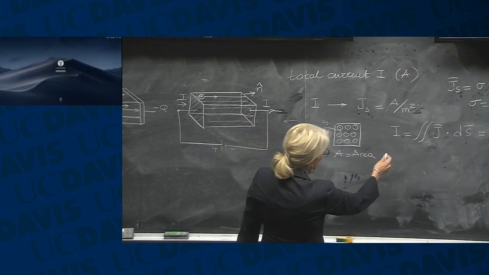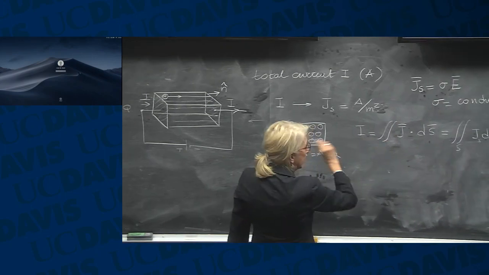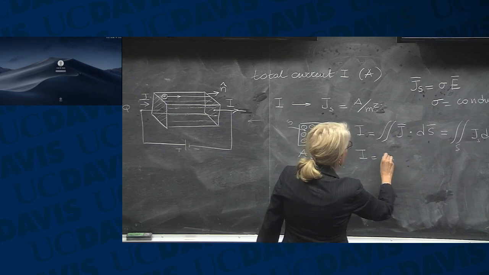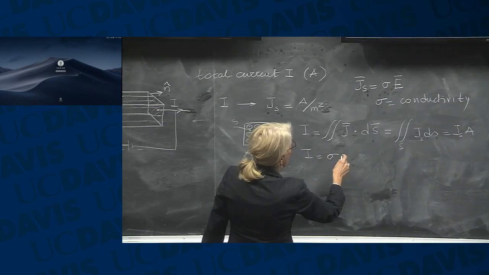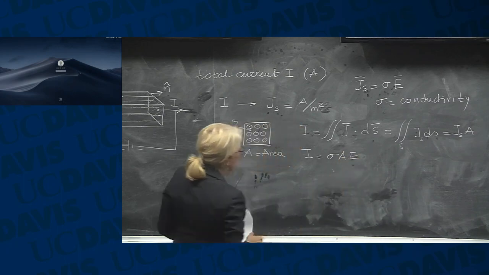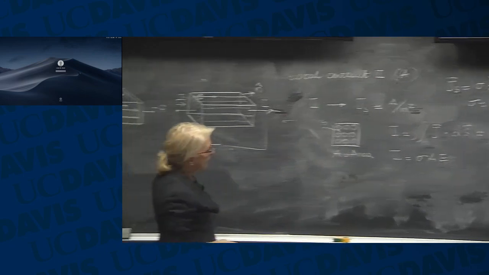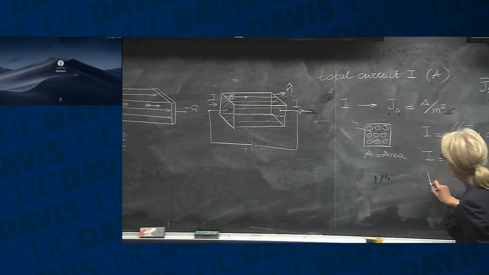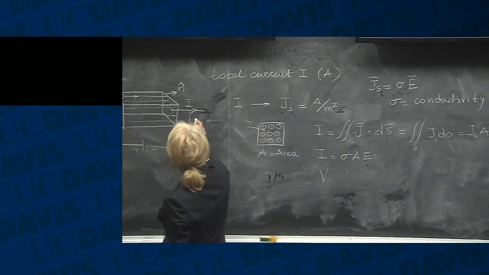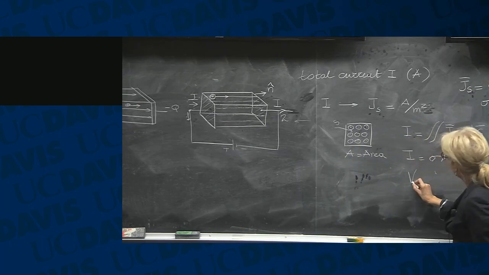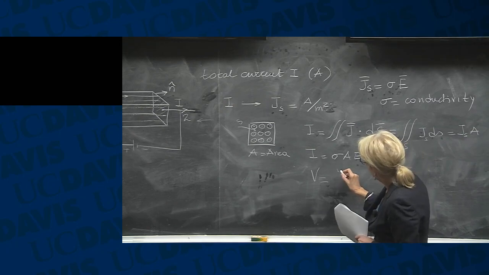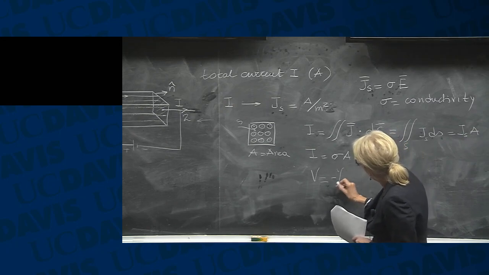So we are going to find that total I is sigma A, and then the electric field E. And then we also know simplistically that this voltage between these points 1 and 2 is nothing else but the integral, if you remember, of E dot dl.